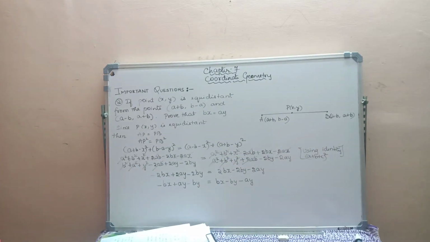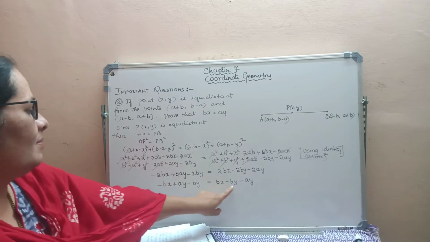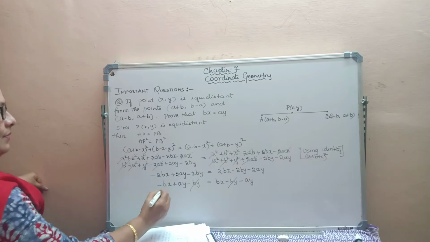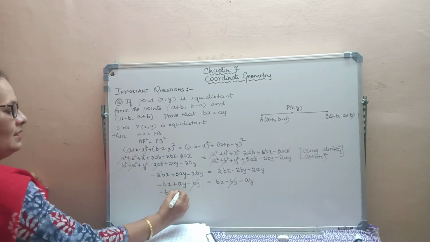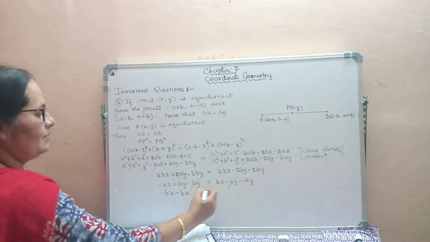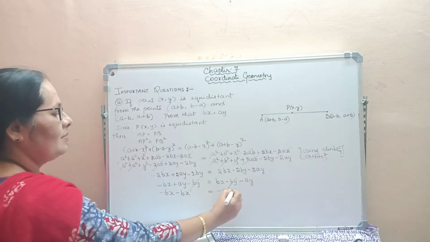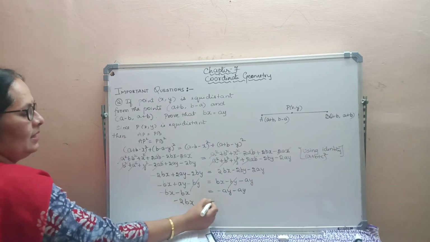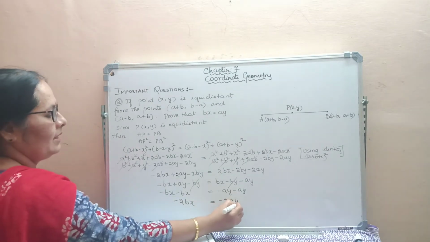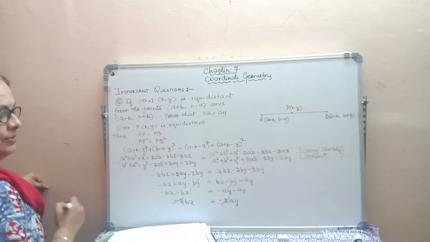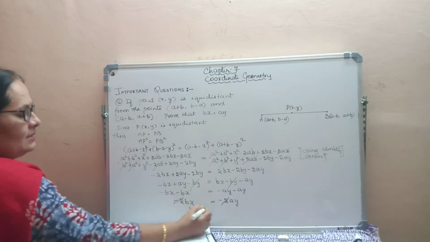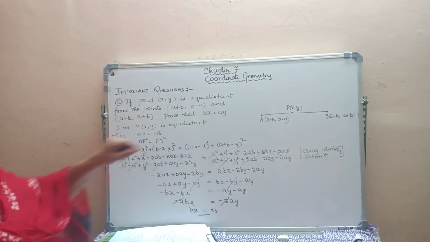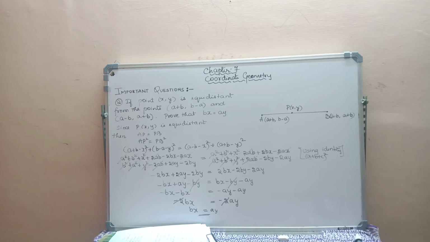Now see here, minus by cancels, common on both the sides. Now you will get minus bx equals minus ay minus ay. So that is minus 2bx equals minus 2ay. So minus 2 is common on both the sides. So bx equals ay, which is the required expression. Bx equals ay.